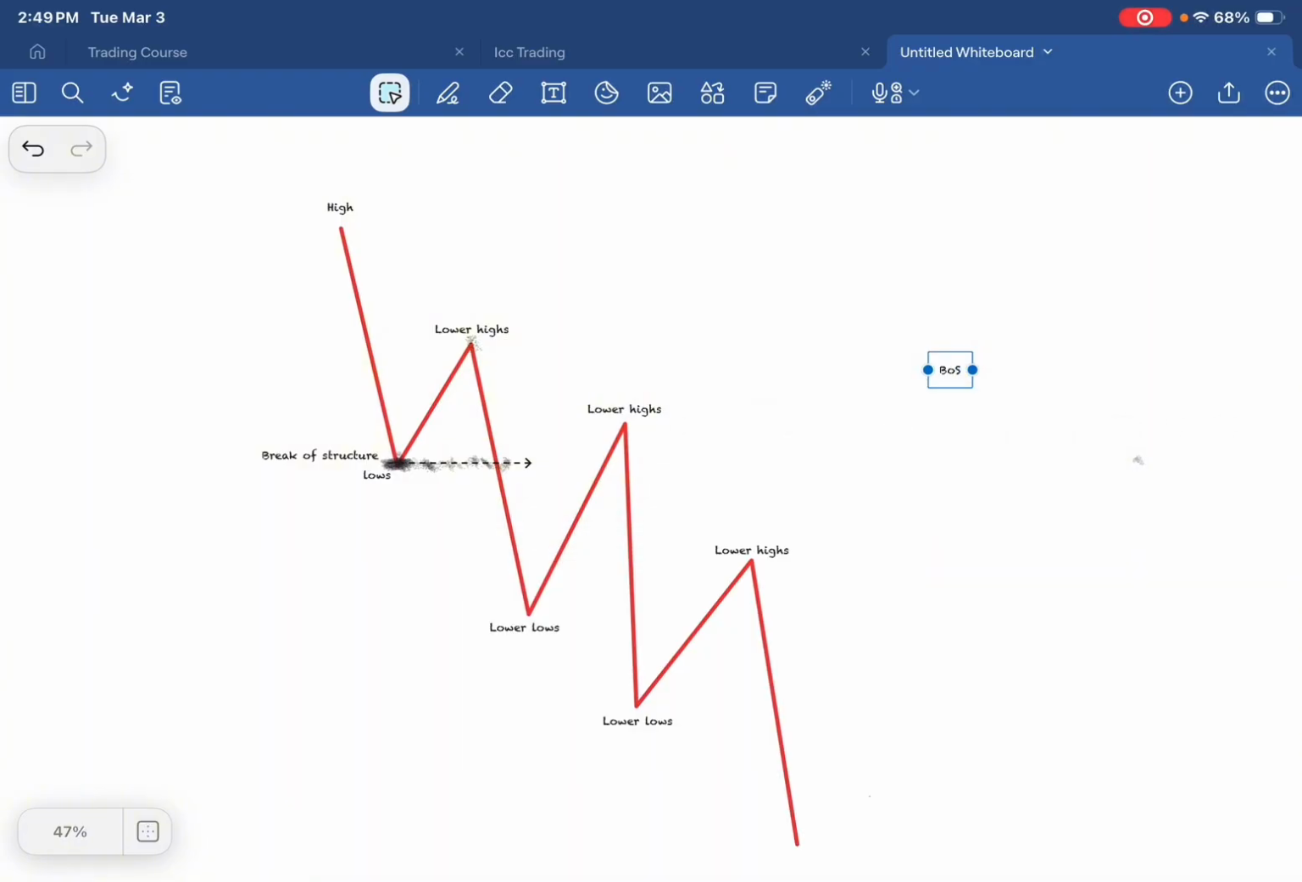So when you're in a downtrend, in order for price to go down further, it has to break the previous low.